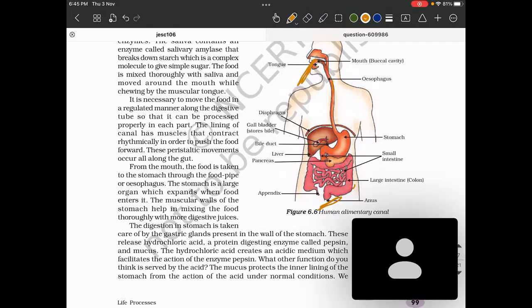Associated glands are like the salivary glands in the mouth, liver, gallbladder, and pancreas, which are the associated organs of the digestive system. And of course, you know the functions of each and every component. You should know what all the components of the digestive system are and their specific functions in digestion. Okay.